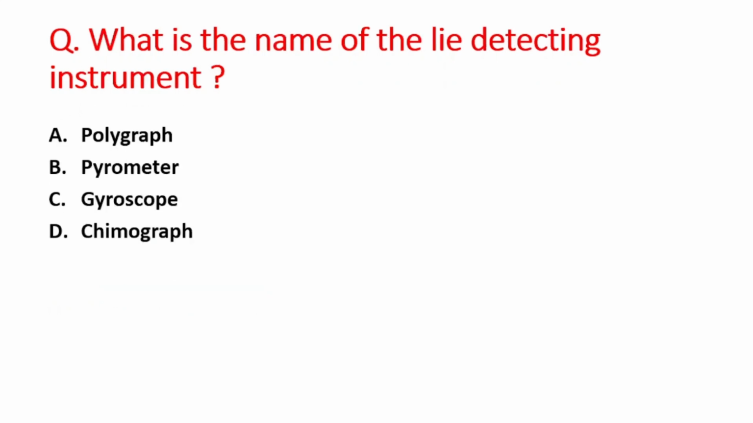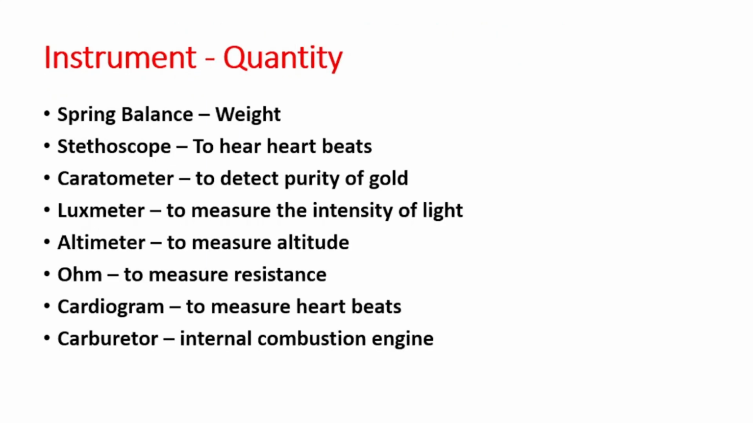Next question is what is the name of the lie detecting instrument? A option is polygraph, B is pyrometer, C option is gyroscope, and D option is seismograph. So right answer is option A, that is polygraph. Here I added some of the instruments which is used to measure the particular thing. So you can pause the video and read out this all.